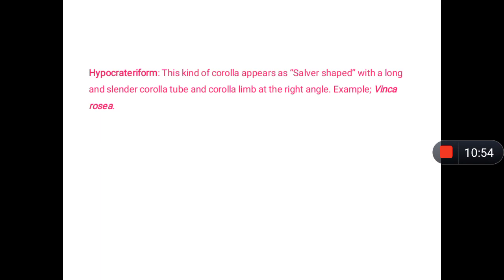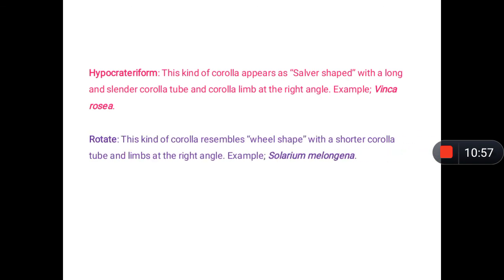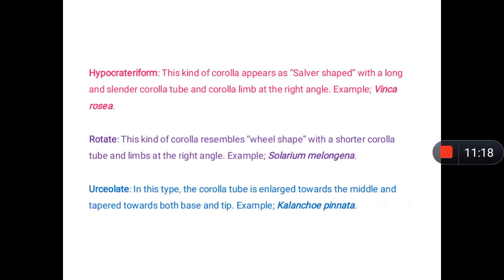Example is Vinca rosea. Next is rotate. This kind of corolla resembles a wheel shape, with a shorter corolla tube and limbs at a right angle. Example is Solanum melongena. So this is the rotate type. The sixth one is urceolate. In this type, the corolla tube is enlarged towards the middle and tapered towards the base and the tip. Example is Kalanchoe pinnata.